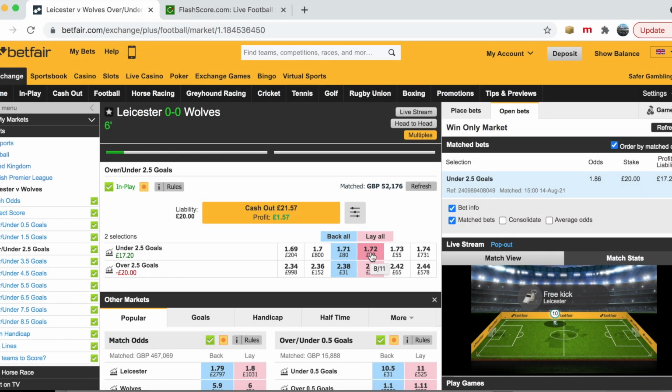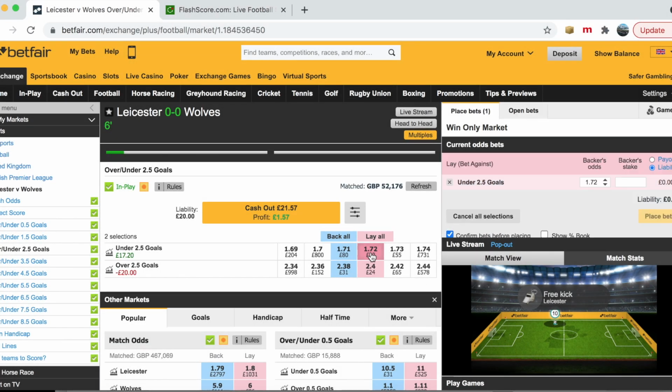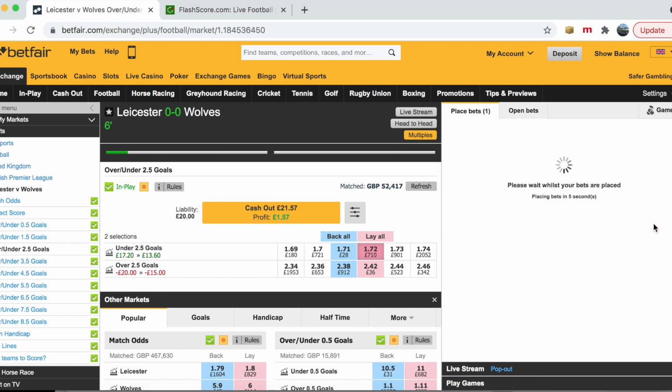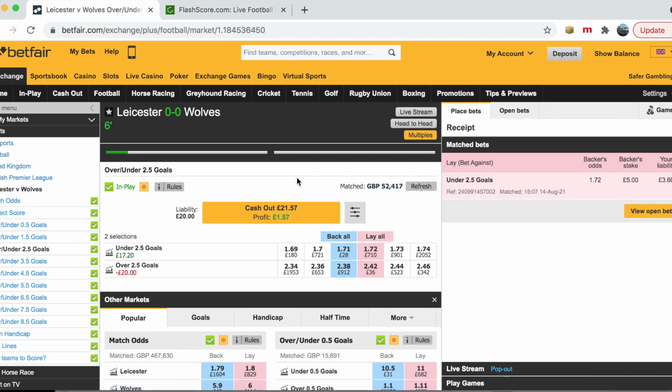Okay, so here we are in the Leicester Wolves match, 6 minutes in, and already we've got £1.57 profit. So this is around 7%, so I'm going to reduce the stake by 25%, which is £5 of that original £20 stake. Now the price is 1.72, and we got in at 1.85. So you can see the price movement there at just 6 minutes.